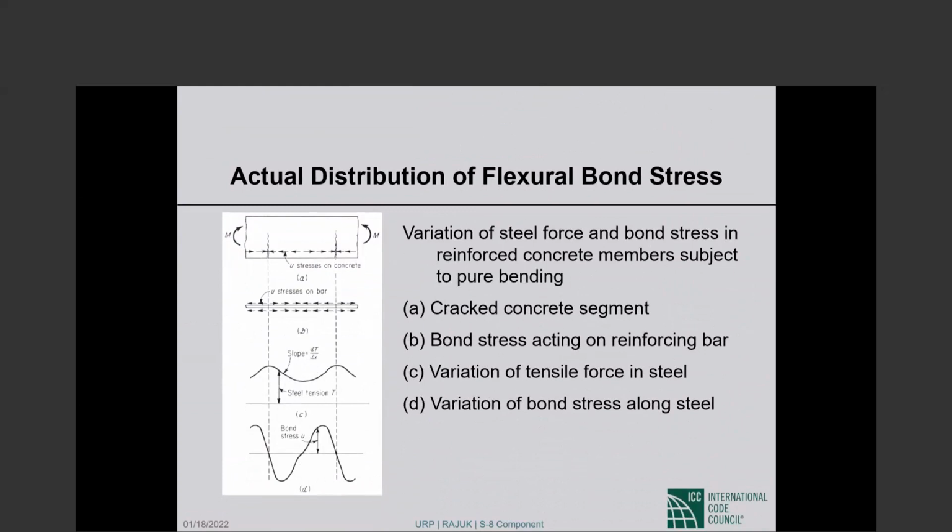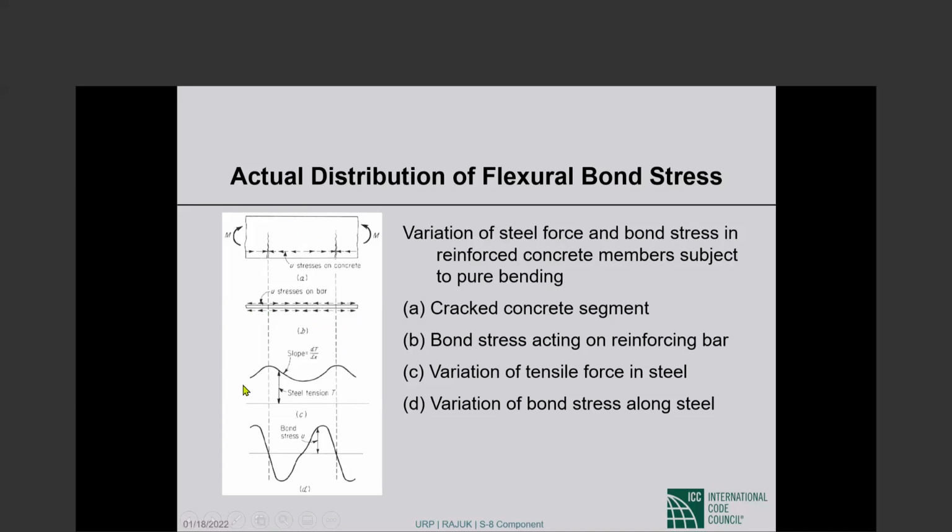Now, variation of steel force and bond stress in reinforced concrete members subject to pure bending. That's what we are looking at in this picture. The first picture shows you a cracked concrete segment. So it's a segment of the beam where we have two flexural cracks, and the bond stresses are shown. Between the cracks, the directions of the bond stresses can be seen. Those directions are important to understand, and outside of the cracks also the directions. Figure B has bond stresses acting on the reinforcing bars.